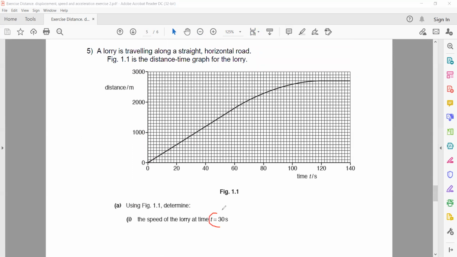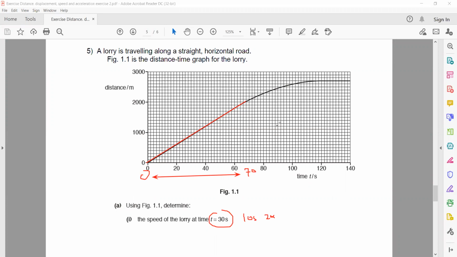When time is equal to 30, again it is a similar question. The speed of the lorry is constant in this part. It does not change till this point. So the speed from 0 to about 70 seconds remains the same as it is a straight line. If they asked to calculate the speed for 10 seconds, 20 seconds, 30 seconds, 40 seconds, it will be the same because it's a straight line till 70 seconds. So speed does not change.